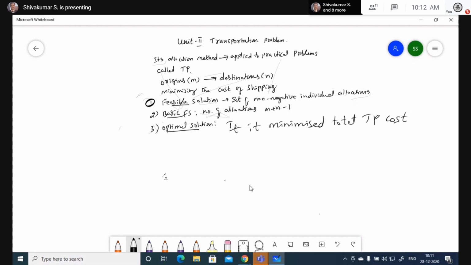Basically, the transportation problem is an allocation method. It is applied to practical problems. That's why it is called a transportation problem.